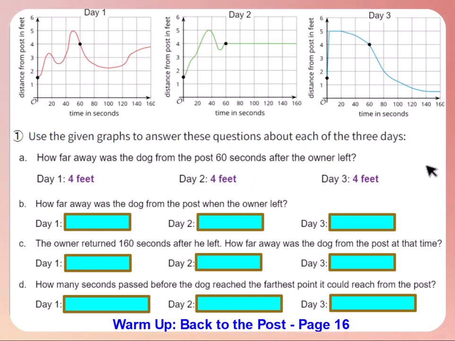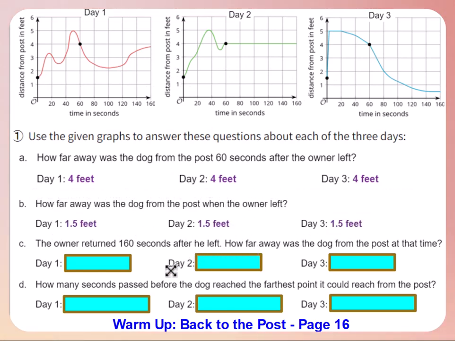along with me. Now pause the video and answer B, C, and D, and then come back and we'll compare answers. All right, welcome back. Let's go to B. How far away was the dog from the post when the owner left? So that's our, when X is 0, before we start clocking any time, the dog started out 1.5 feet away on each day. So on day 1, we have 1.5 feet, day 2, and also on day 3.